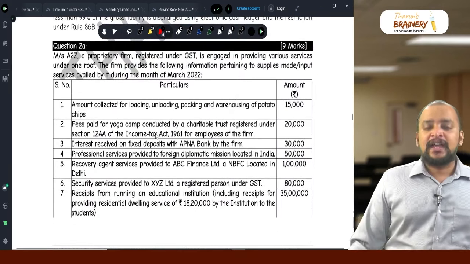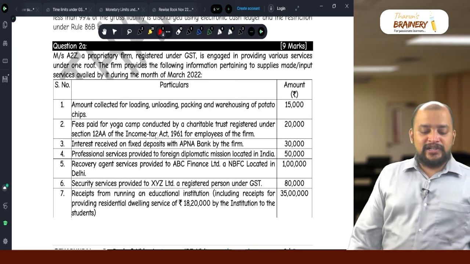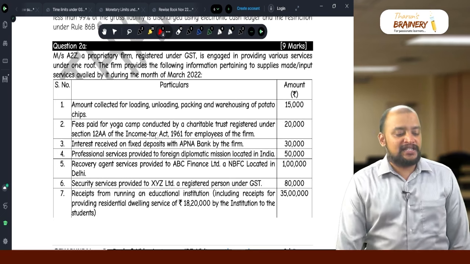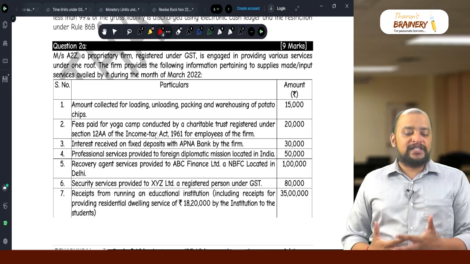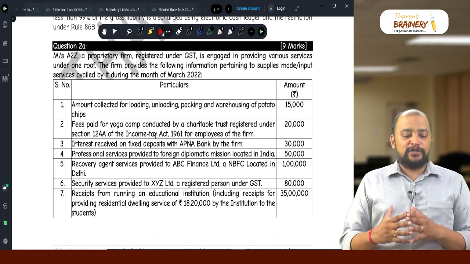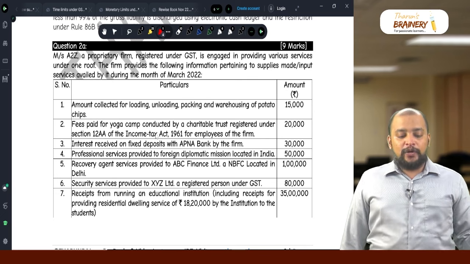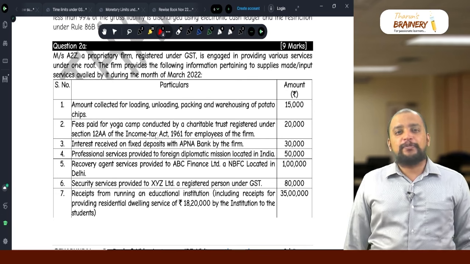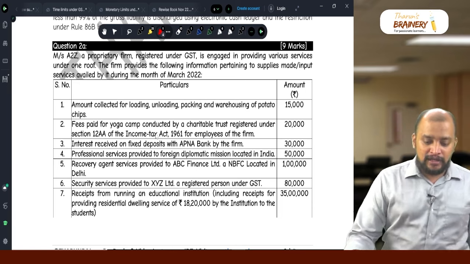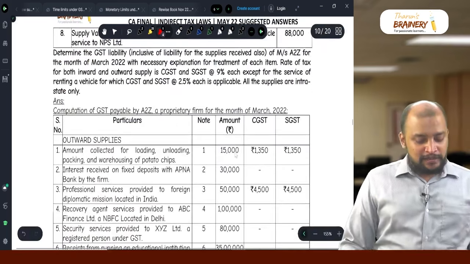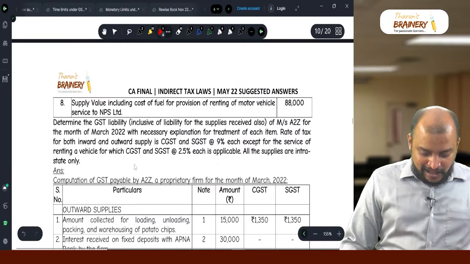Then next one. Question number 2A. Measures A to Z, a proprietary firm registered under GST, is engaged in providing various services under one roof. The firm provides the following information pertaining to supplies made or input services availed by it during the month of March 2022. Amount collected for loading, unloading, packing and warehousing of potato chips. For potato chips warehousing we don't have any exemption, so that will be taxable. So that 15,000 will become taxable, and all are intrastate supplies.